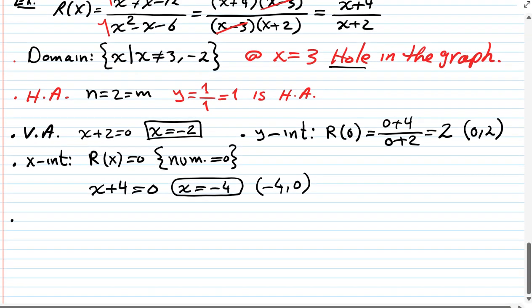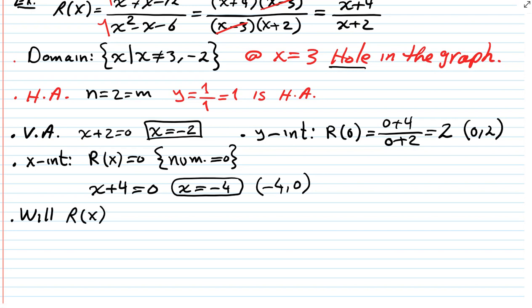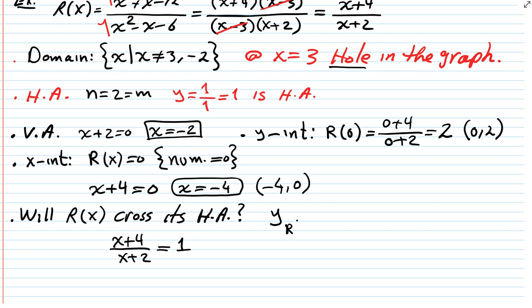Oh, one last question. Will the graph of r of x cross its horizontal asymptote? If there is a horizontal asymptote or slant, and my focus is on horizontal, we always have to check this. So we look at the reduced version of the function, x plus 4 over x plus 2, set it equal to the equation of the horizontal asymptote, right? Which is 1. In other words, I'm doing y for the function equal to y of the horizontal asymptote.